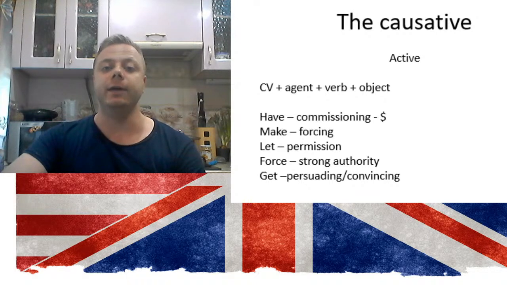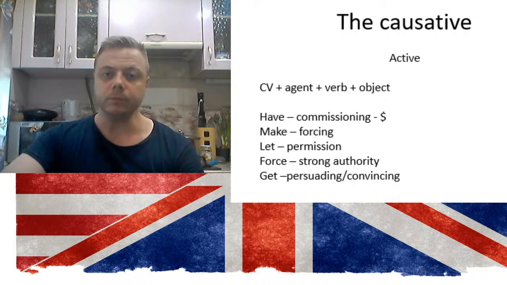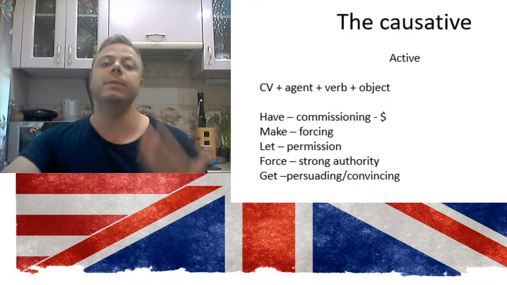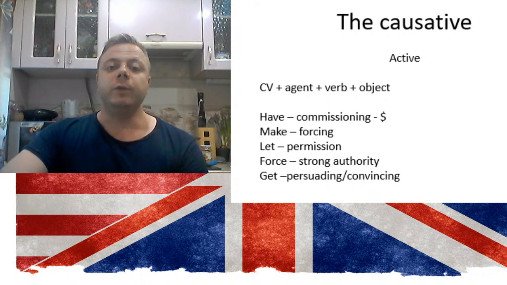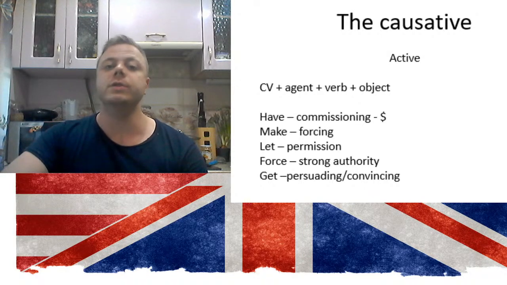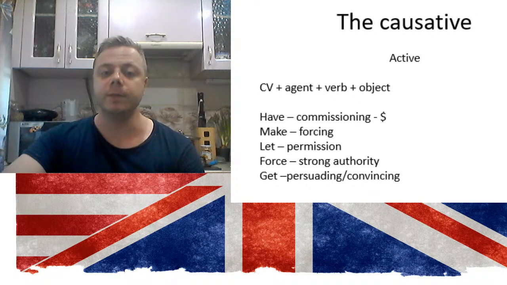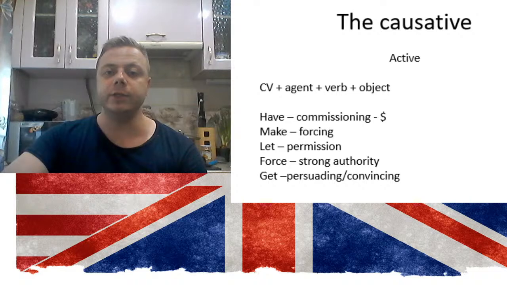When we use the verb to have, we're speaking about commissioning something, or about something done with money. Then make, when we force someone to do something. We use the verb to let when we permit someone to do something. We use force when we have strong authority over somebody, and get when we're persuading or convincing someone to do something. Okay, so let's talk about each verb in more detail.